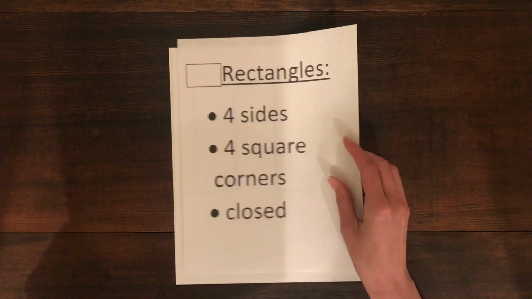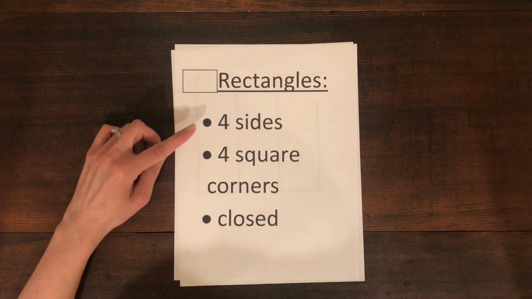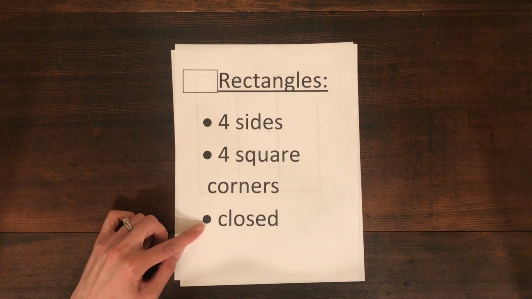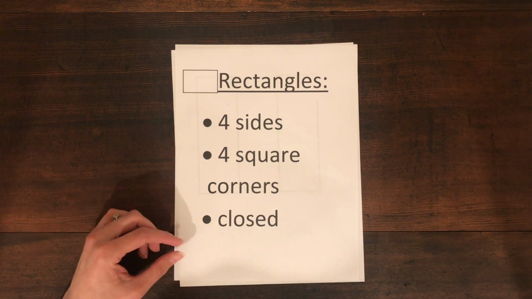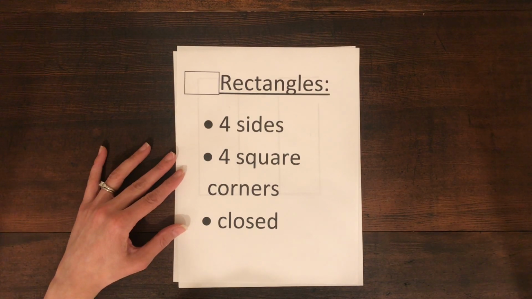So let's review one more time. Rectangles have to have 4 sides, they have to have 4 square corners, and they have to be closed. And squares are special rectangles where all sides are the same length. For an extra challenge, find rectangle-shaped items at your home and decide if they are regular rectangles or special rectangles called squares. How can you test and prove that your shape is a square?